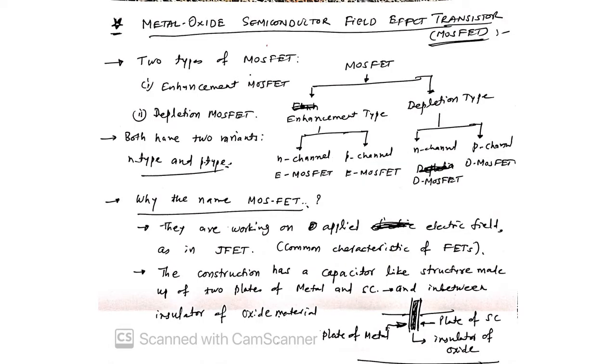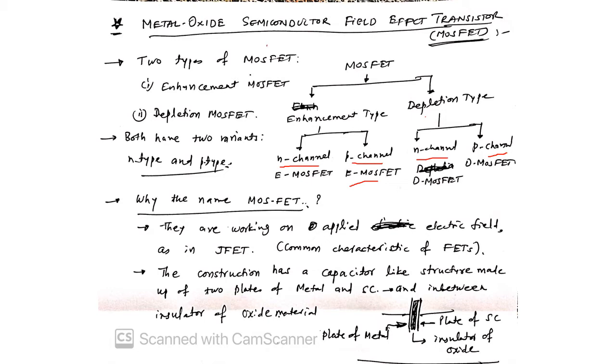So first thing is, there are metal oxide semiconductor field effect transistors. They are mainly of two types. One is enhancement type and the other is depletion type. Even enhancement type is again divided in two parts, that is n channel, or it is called E-MOSFET, n channel E-MOSFET, and p channel enhancement mode MOSFET. Similarly the depletion type, which is also called D MOSFET, is also divided in two parts, that is n channel and p channel D MOSFETs.